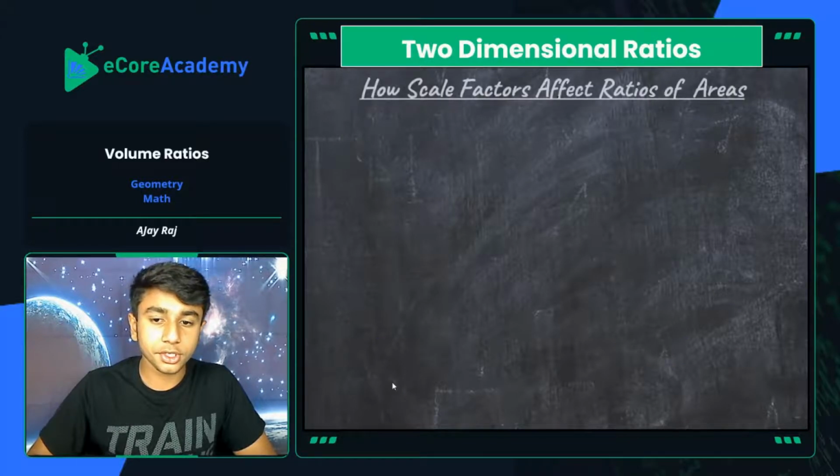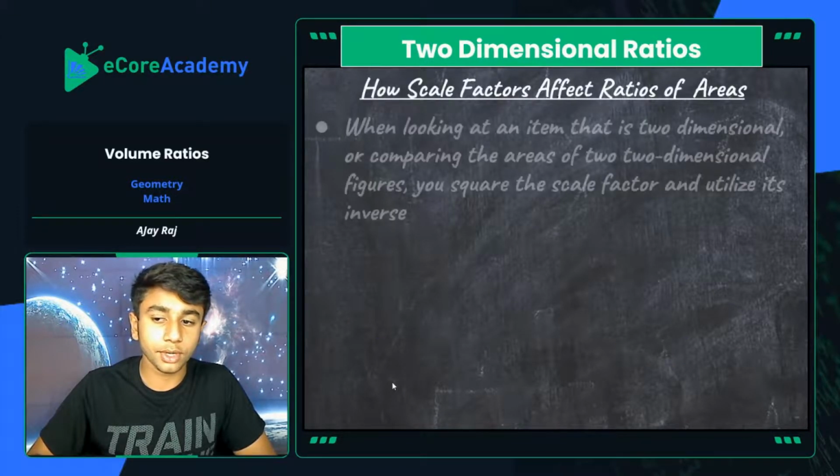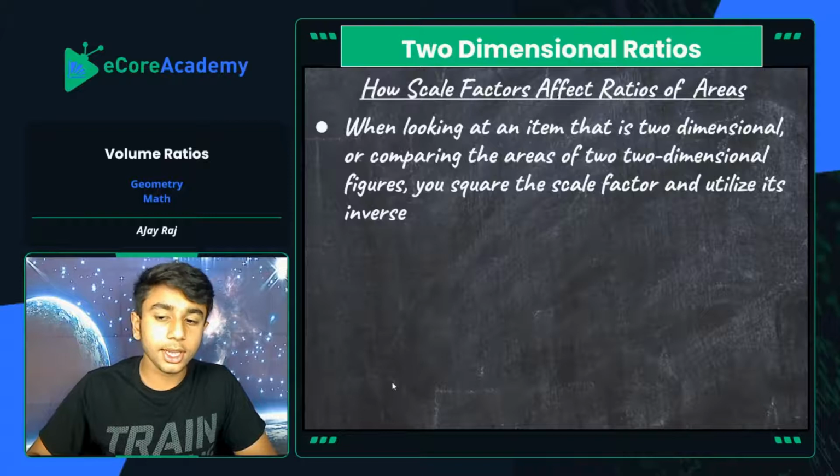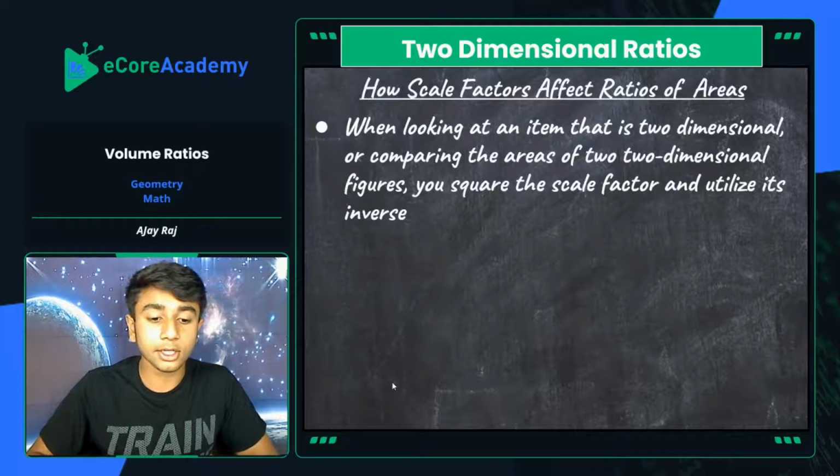Now let's look at two-dimensional ratios. So let's look at how scale factors affect ratios of areas. When looking at an item that is two-dimensional, or comparing the areas of two-dimensional figures, you square the scale factor and utilize its inverse. So I'll show you how that's used.